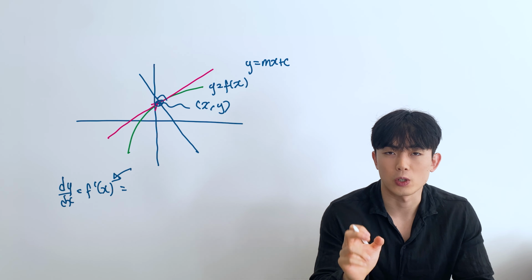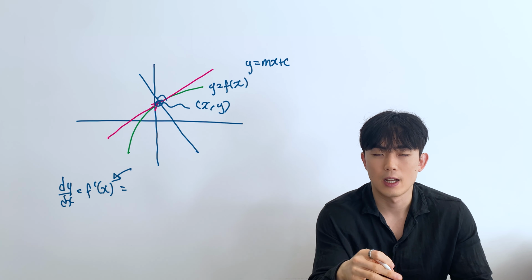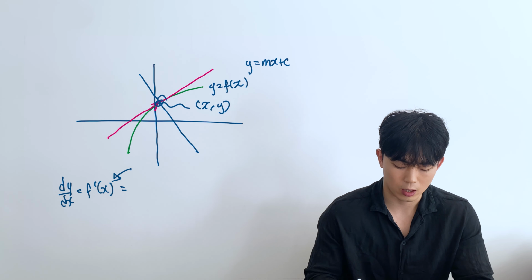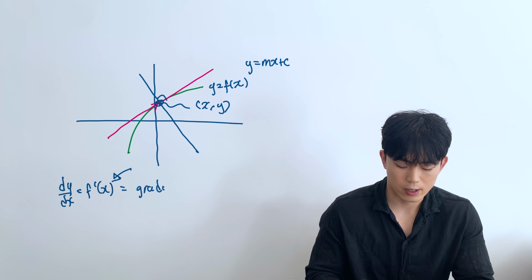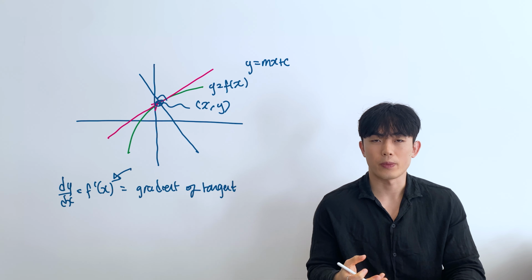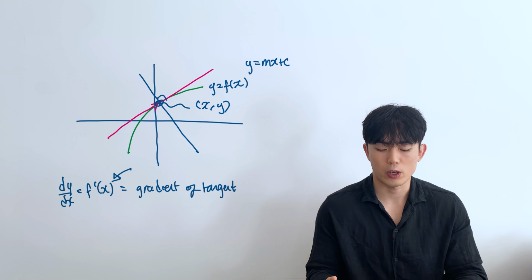So we don't really need two coordinates anymore. We can just differentiate the function and plug in an x value, and this will give us the gradient of the tangent. Okay, and then from there we can find the line equation.